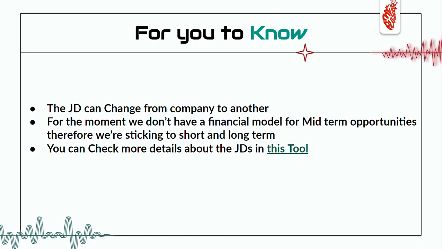For the moment, we don't have a financial model for midterm opportunities, therefore we're sticking to short and long term. So for now, in our national campaign, we don't have a financial model for the midterm projects. So basically, our projects for GT now are either short term or long term. So it's either 2 months or more than 6 months. If it's more than 2 months and less than 6 months, it's considered midterm, and we cannot really run it in our entity at the moment.